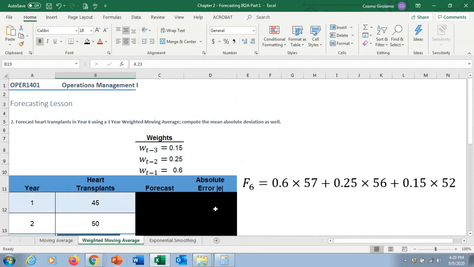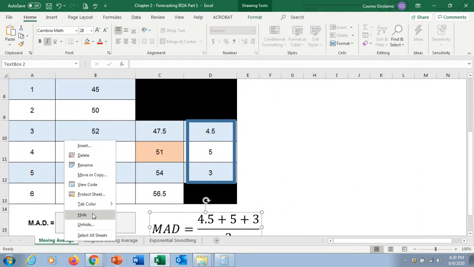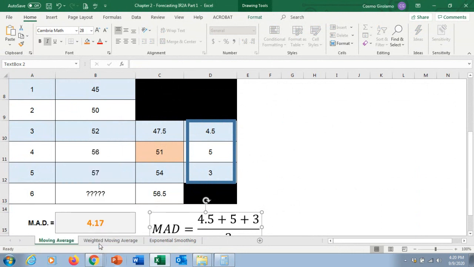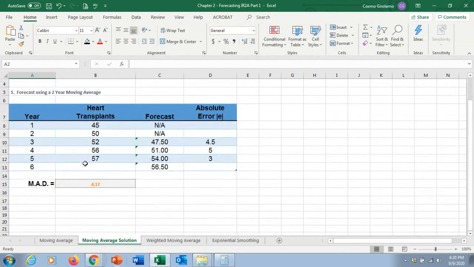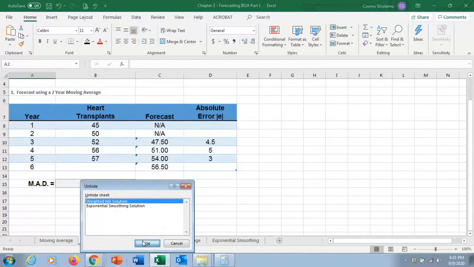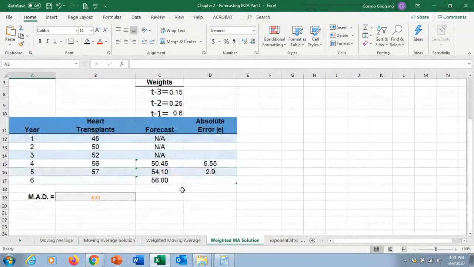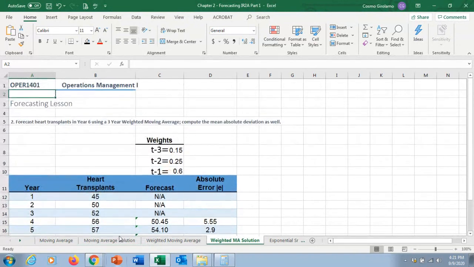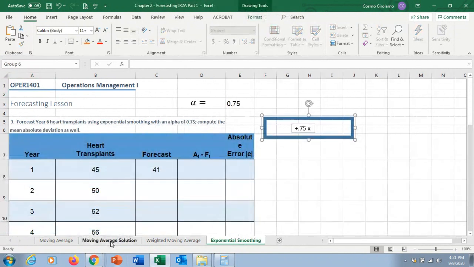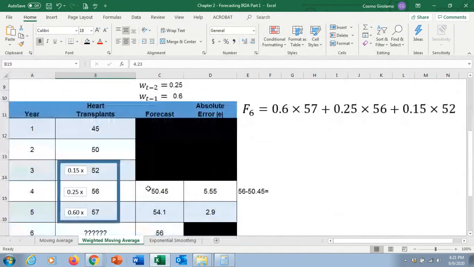And I'd like to point out here as well that the answers are always available to you. So if I go and I unhide the sheet, the moving average solution is right here, and it came up with the same numbers that we just got in the 4.17. The weighted moving average solution came up with 4.23 and made our same predictions here as well. So the solutions are always available to you. Again, I don't like showing you the solutions till you at least attempted them, but you can always unhide the solutions to take a look at them.